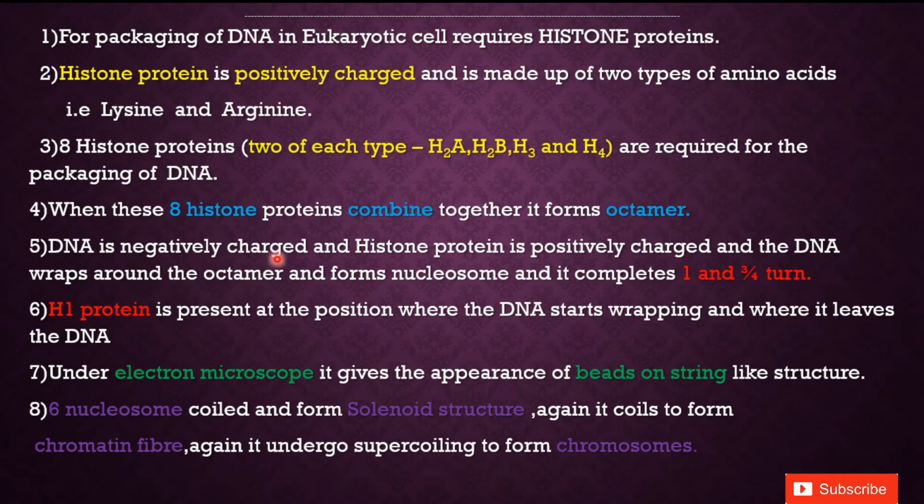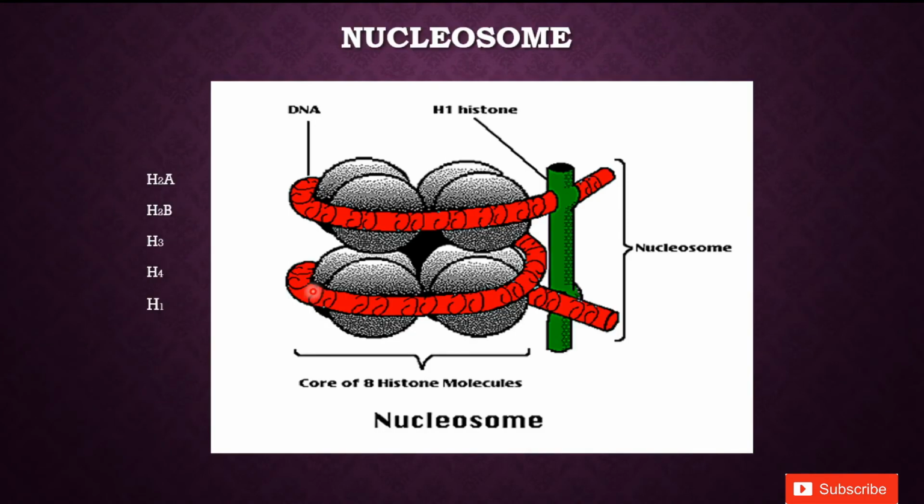DNA is negatively charged and histone protein is positively charged. Hence naturally the attraction will be there, opposite charges are there. So what happens, DNA wraps around the octamer and forms a nucleosome, and it completes 1 and 3/4 turn. Just see, this DNA is negatively charged, these histone proteins are positively charged, so naturally the attraction will be there.